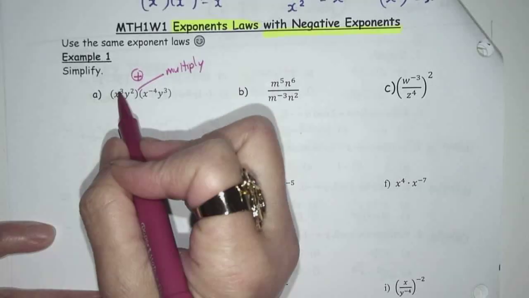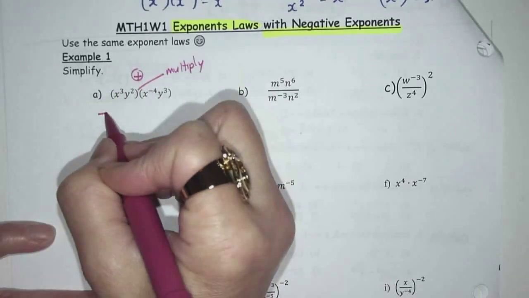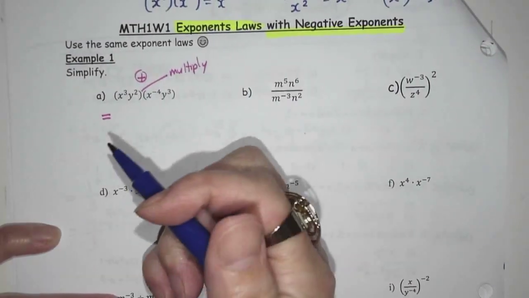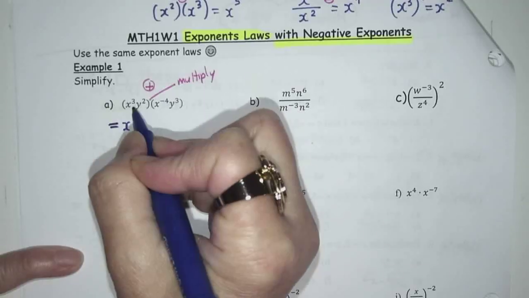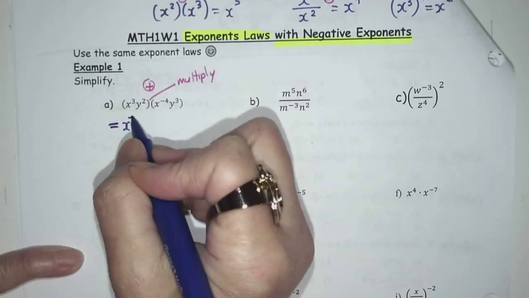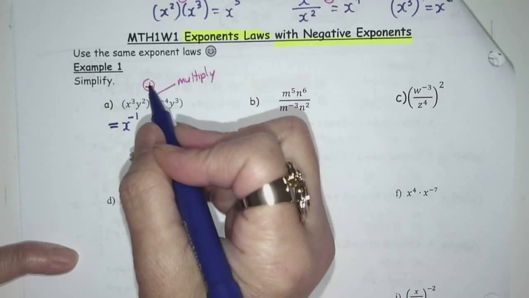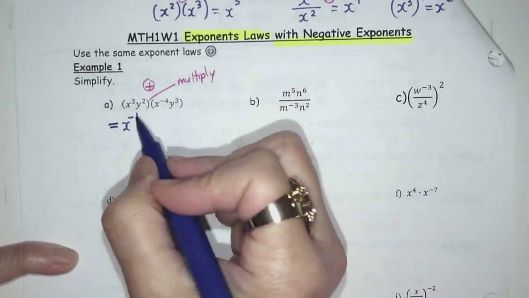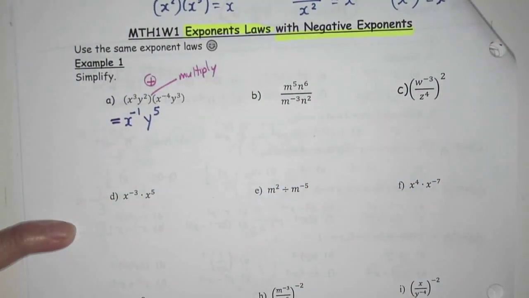So if I have x to the 3 times x to the negative 4, that's going to get me x to the 3 plus negative 4, which is x to the negative 1. And we have y squared times y to the 3, so it'll be y to the 5. So that means that we are adding the exponents when we multiply.